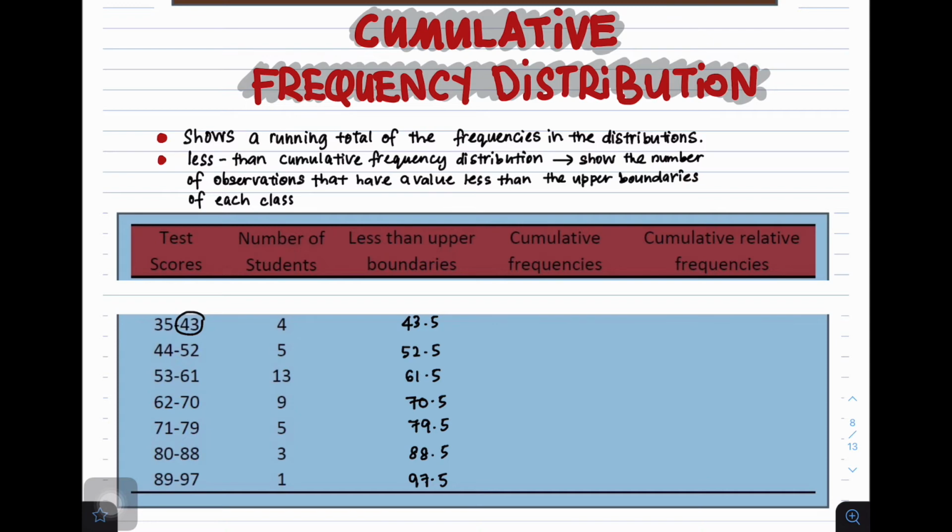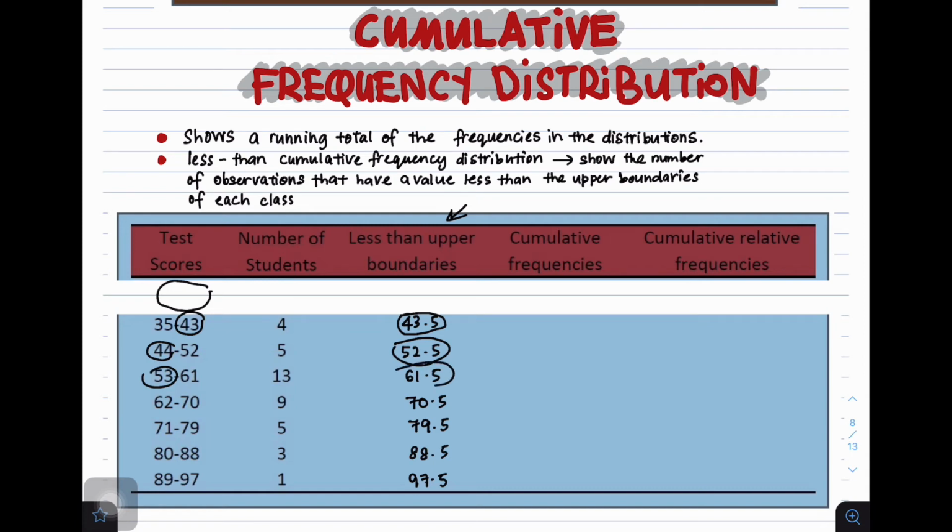That is the first important information that you need in a cumulative frequency distribution, which is the upper boundaries. What we need is the upper boundary of the class before our first class. So how do we know the upper boundary of a class that does not exist? If you look at the upper boundary of the previous class, it is the lower boundary of the class after it. The upper boundary of this class is the lower boundary of the next class.